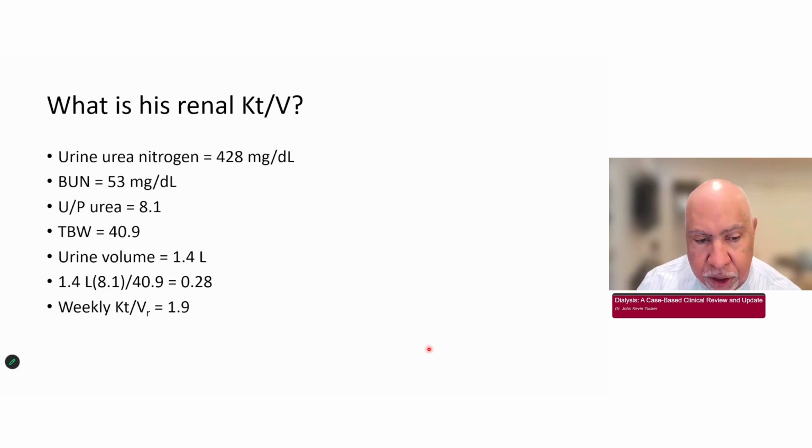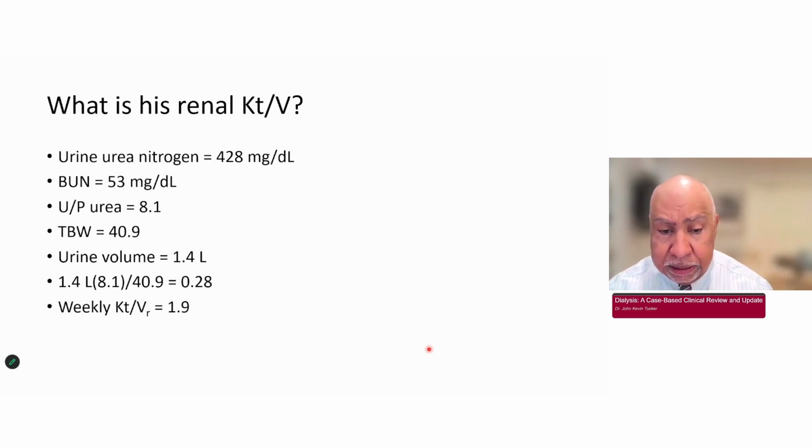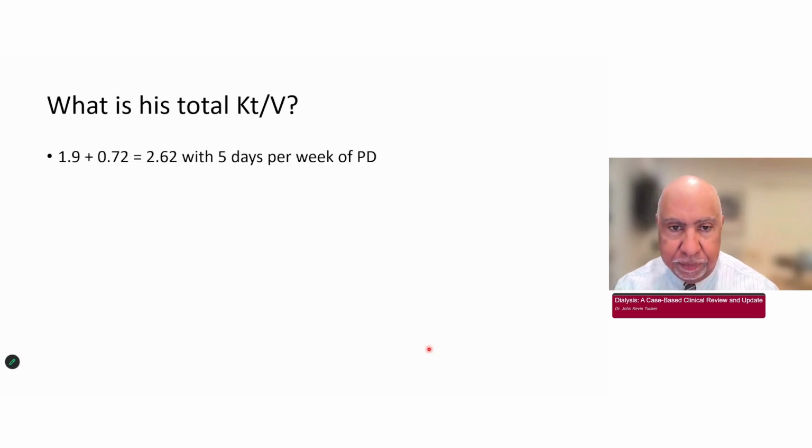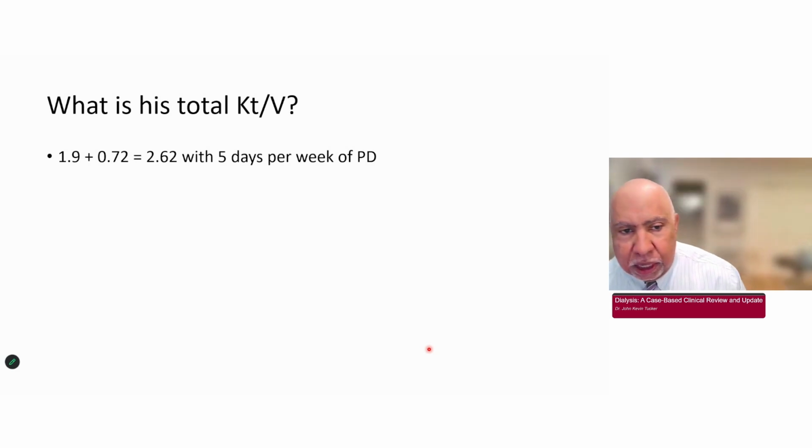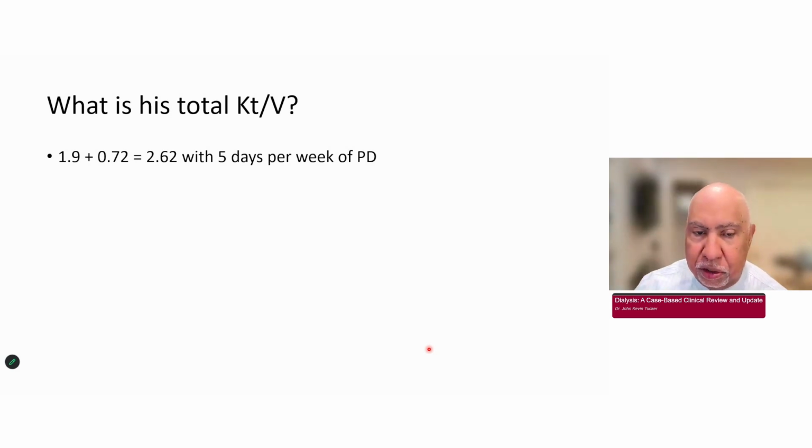So you take that urine volume, multiply it by 8.1, which is the D/P urea, divide that by the total body water, and that gives you the daily renal KT/V. Multiply that by 7, and that gives you his weekly renal KT/V. So his total KT/V with 5 days per week of PD is 1.9 plus 0.72, which gives you 2.62 with 5 days per week of PD.